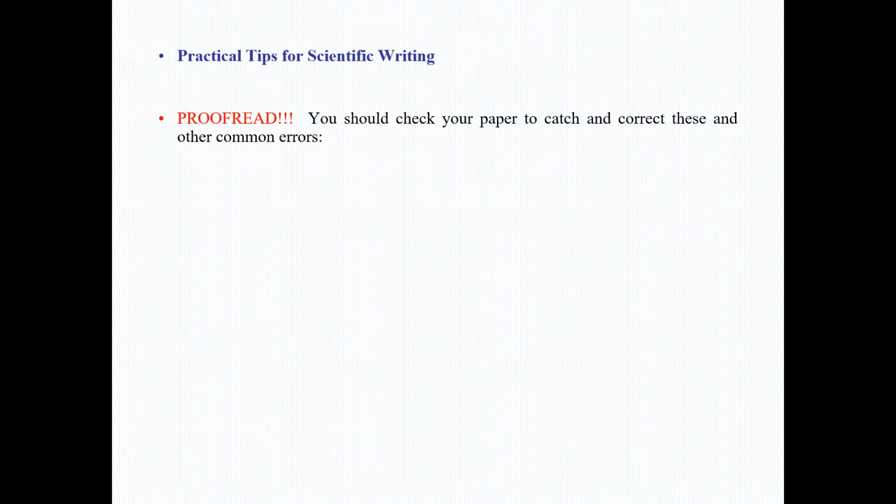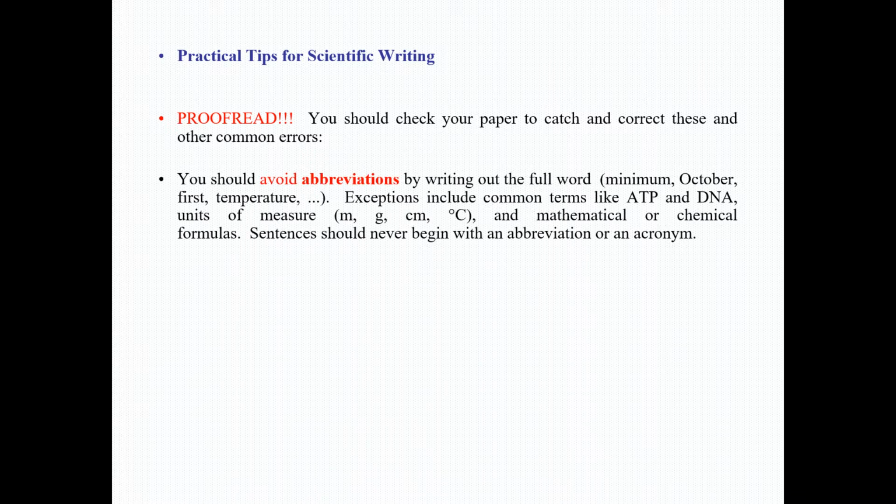Remember, the first step, which is also considered the most important step for scientific writing, is to proofread. Once you write your research article, you should check your paper to catch and correct common errors. You should avoid abbreviations by writing out the full words, that is minimum, October, first, temperature, etc. Exceptions include common terms like ATP and DNA, units of measure like m, g, cm, and C for centigrade, and mathematical or chemical formulas.